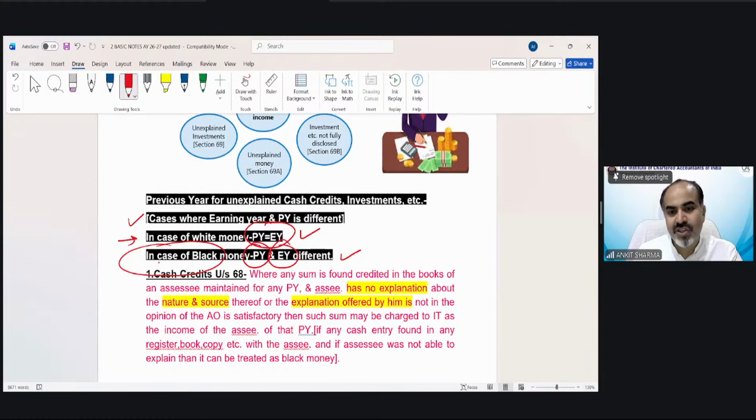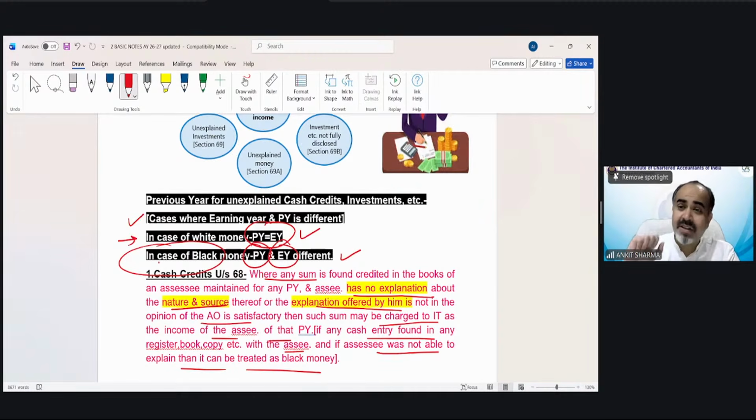Cash credit under section 68. Where any sum is found credited in the books of an assessee maintained for any previous year, and the assessee has no explanation about the nature and source thereof, or the explanation offered by him is not, in the opinion of the AO, satisfactory, then such sum may be charged to income tax as the income of the assessee of the previous year. Suppose any cash entry is found in any register or book with the assessee, and the assessee was not able to explain that, it can be treated as black money.